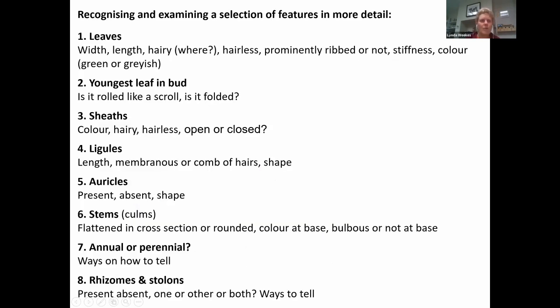So what are we going to have a look at? We'll have a look at eight aspects to start with. So we're going to have a look at one, the leaves, two, the youngest leaf in the bud, three, the sheaths, four, ligules. And if you're not sure what ligules and auricles are at the moment, you'll soon know. We're going to have a look at auricles, the stems, whether a grass is annual or perennial, and whether they've got rhizomes or stolons, and whether there are ways to tell, all right? So we'll start with the leaves.